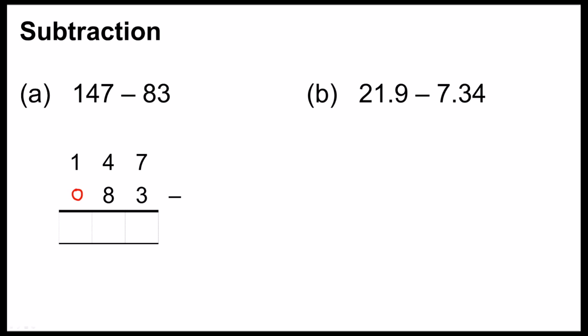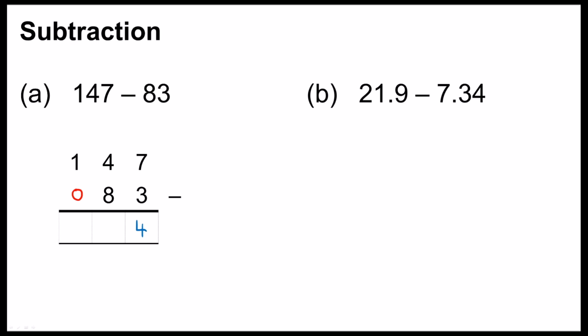Now that we've set up our question correctly, we can start subtracting the columns. It's really important to start on the right hand side of your columns and to subtract downwards. So looking at our first column, we need to work out 7 subtract 3, which is 4. In our next column, we're asked to work out 4 subtract 8. Because we're trying to subtract a number bigger than 4, this would give me a negative answer, and we don't want that. Instead, I can borrow 1 from the next column along.